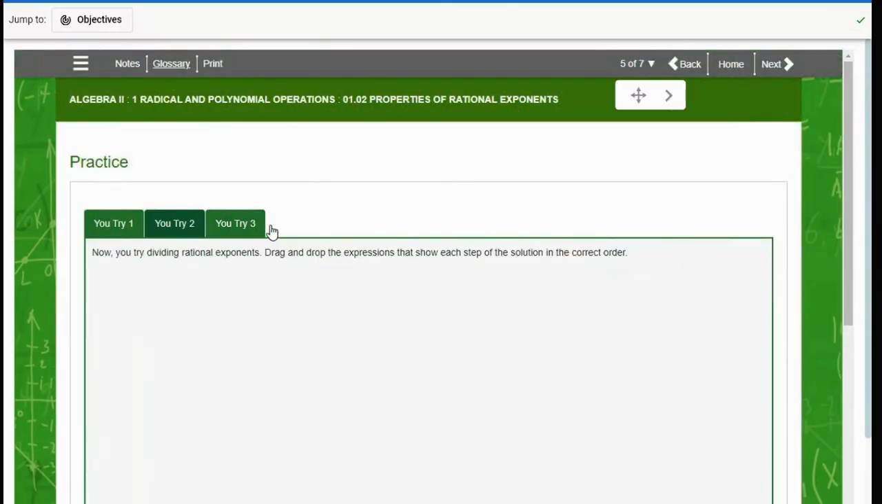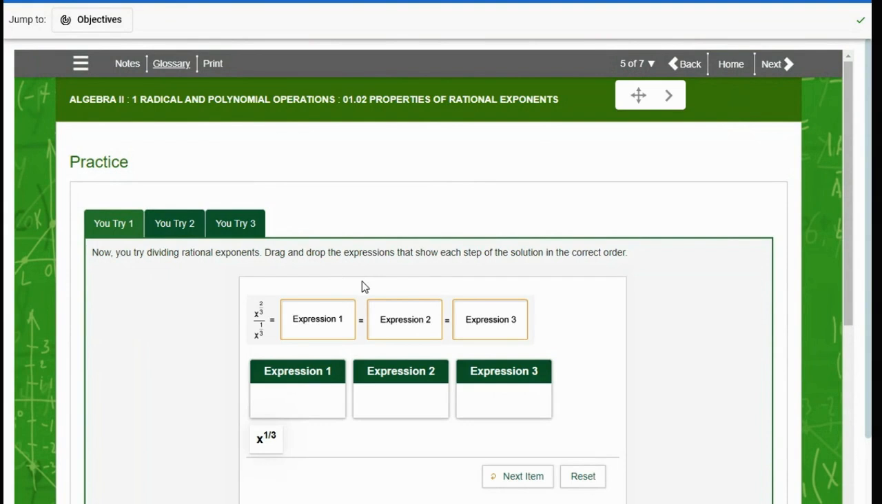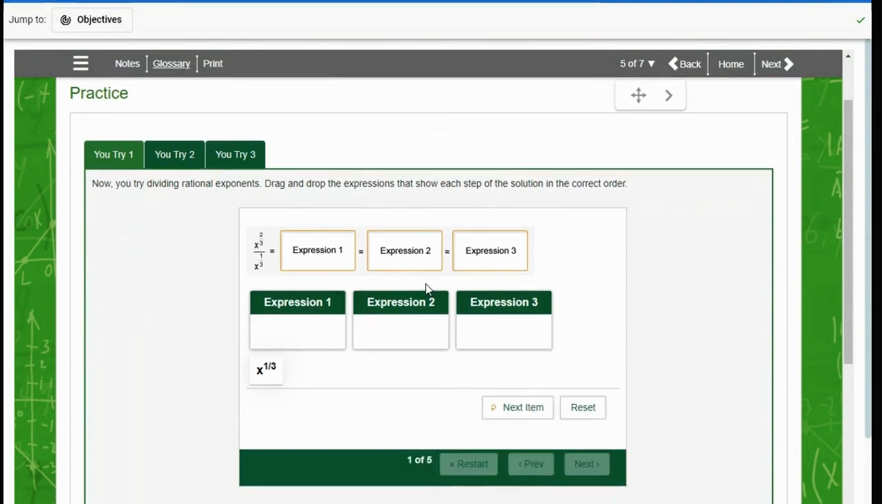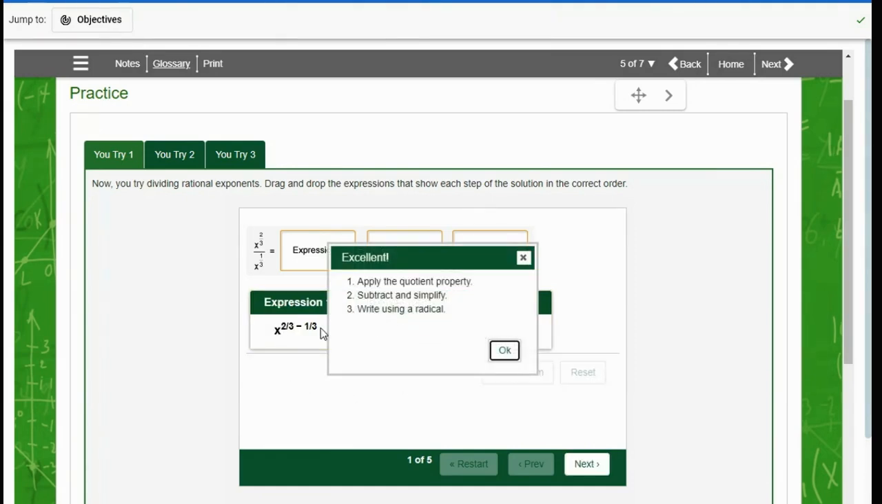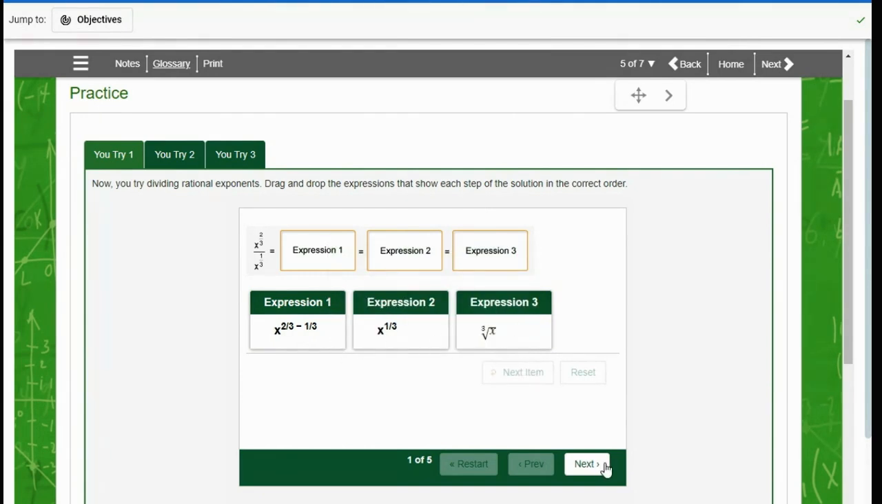You try dividing rational exponents. Drag and drop the expressions that show each step in correct order. So if you have x to the 2/3 minus x to the 1/3, that doesn't look like the next step. That looks like maybe an answer. Maybe the last one. Oh, I guess it's the second one because we're going to convert it. Now there's the converted answer at the end, and there's how you get there. Apply the quotient property, subtract and simplify, and then rewrite. So there's a few of those you can practice.